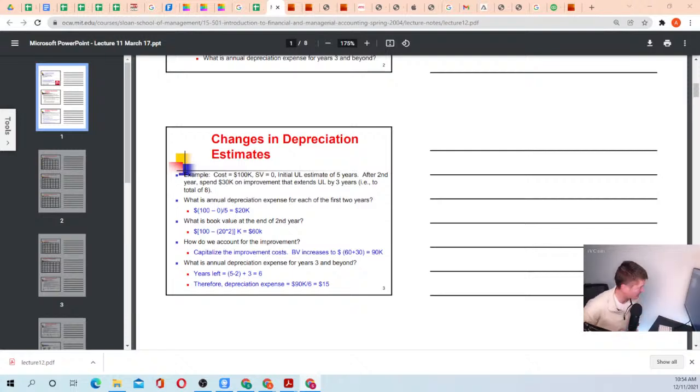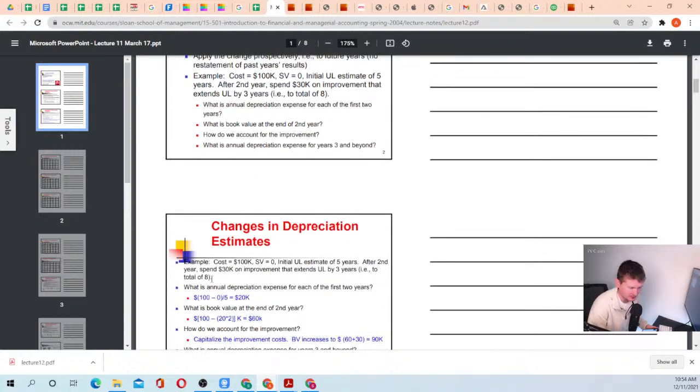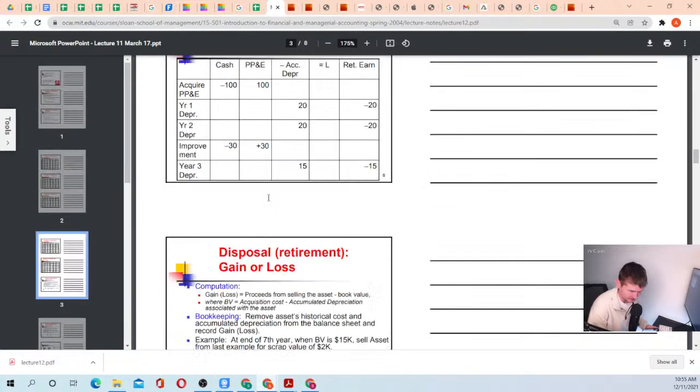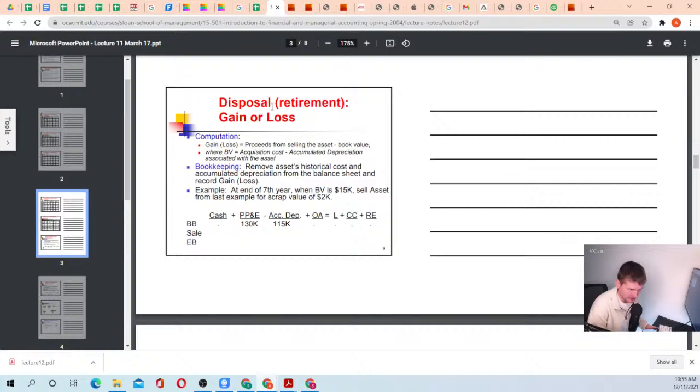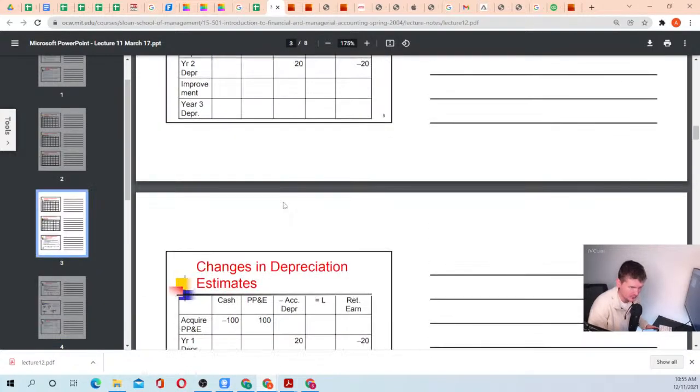Hello everyone, this is the second lesson for property, plant and equipment, and we are going to review two situations: change in depreciation estimates including improvements in the property, and disposals and gain and loss on disposals.